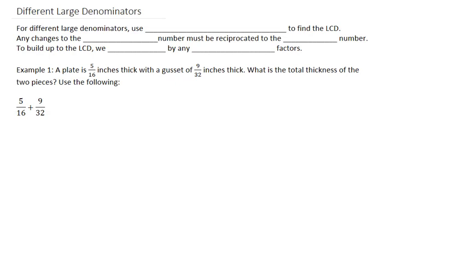For fractions with different large denominators, we're going to use prime factorization to find the least common denominator. Any change we make to the bottom number, our denominator, we must also do to the top number. To build up to the least common denominator, we multiply by any missing factors.